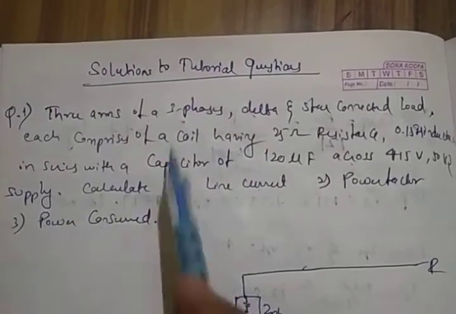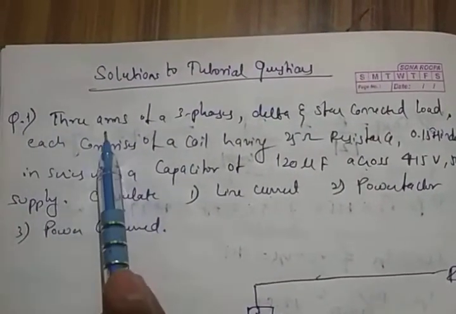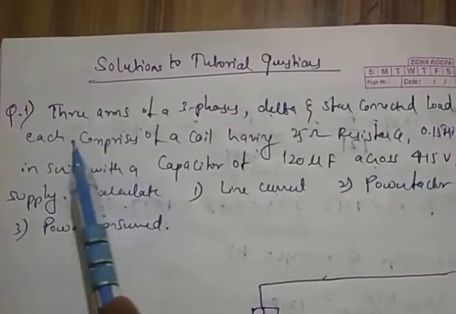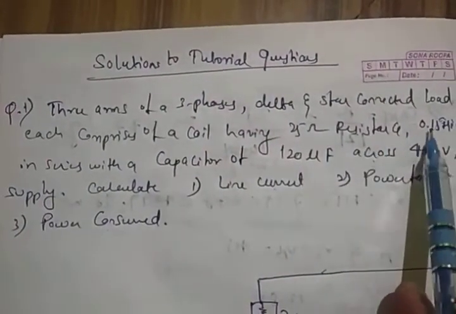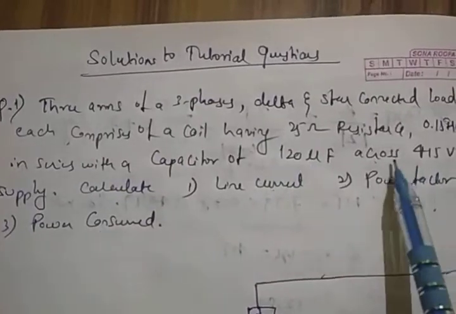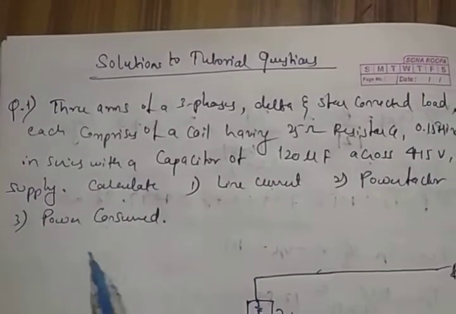Hello dear students. In today's lecture I am going to discuss the solutions to the tutorial questions. Question number 1: the 3 arms of a 3 phase delta and star connected load each comprise a coil having 25 ohm resistance and 0.15 Henry inductance in series with a capacitance of 120 microfarad across a 415 volt 50 Hz supply. Calculate the line current IL, power factor cos phi and power consumed P.